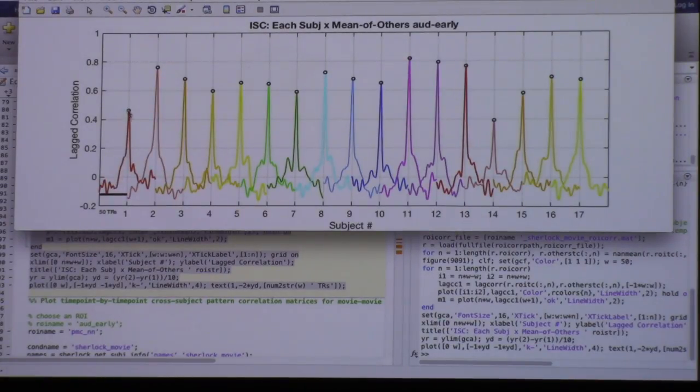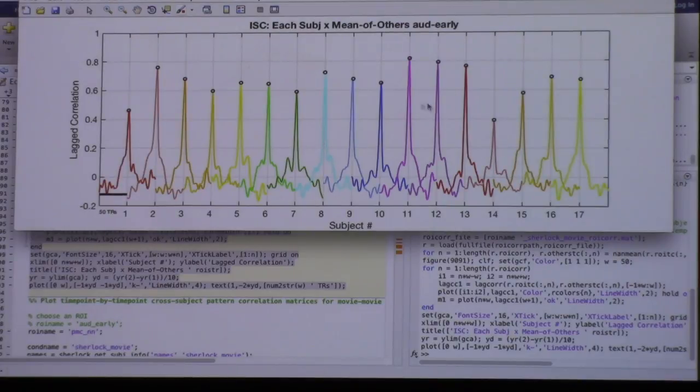The sharper the peak, the more specific the correlation, or the match between the time courses, is to that particular alignment, temporal alignment between subjects. And so even if you shift them by 1, the correlation starts to drop and drop and drop.